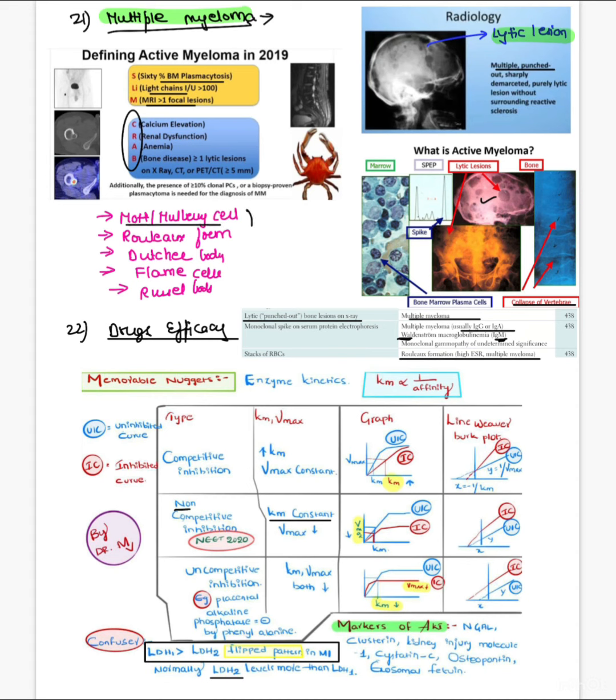If they ask you according to the histopathology, it may show Mott cell, Mulberry cell, and rouleaux formation, where you see the cells sticking to each other. Then you have Dutcher body seen in DNA, Russell's body in RNA, and flame-shaped cells.